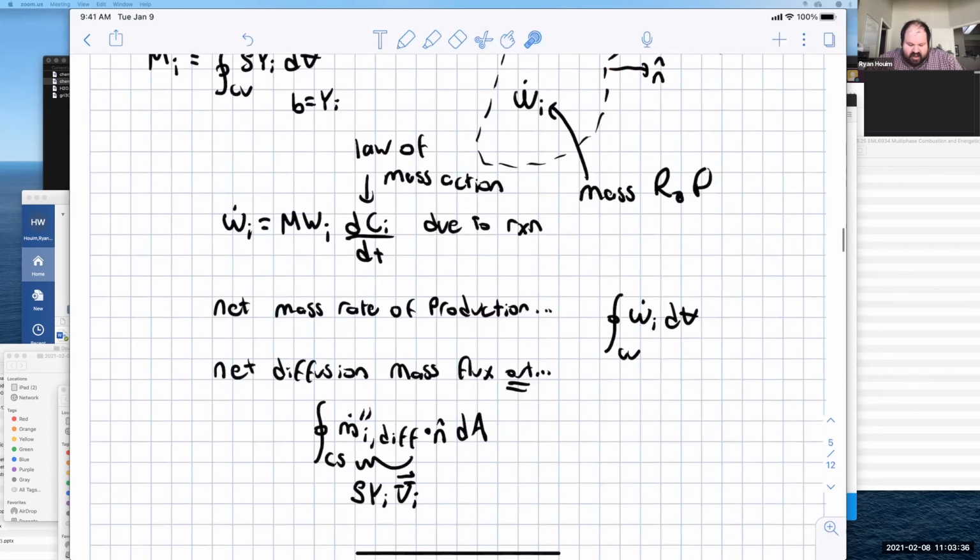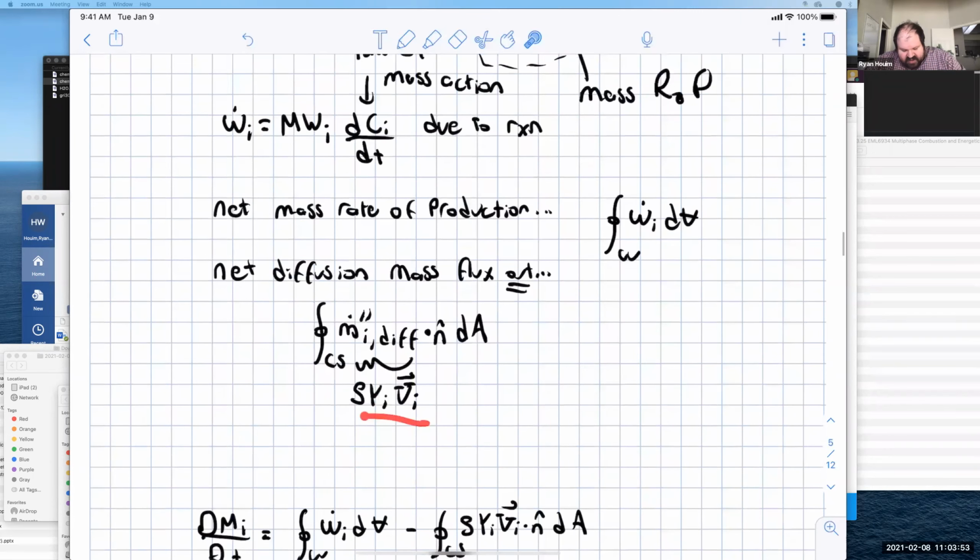Okay, and so the net diffusion mass flux out, and I will emphasize that it's leaving the surface, is just the surface integral of m dot double prime, the diffusion mass flux, dotted with n hat dA, like I just said. And we can replace our diffusion mass flux with rho Yi times the diffusion velocity for species i.